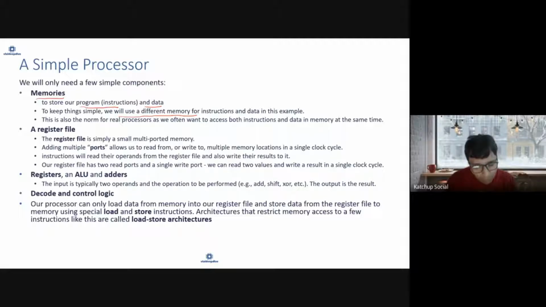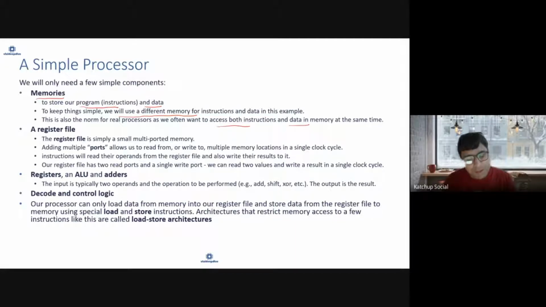This is also the norm for real processors because we often want to access both instructions and data at the same time. So it's better to have separate memory for that in order to access that in parallel at the same time.